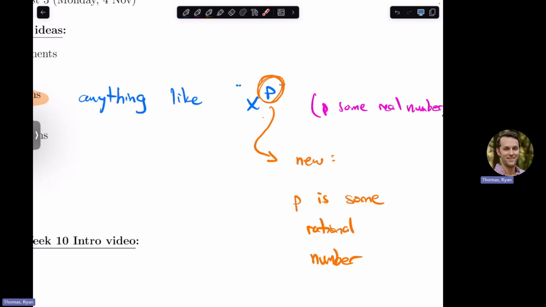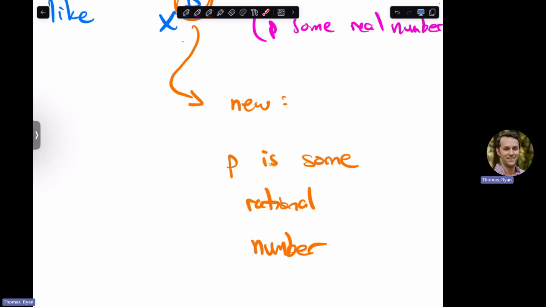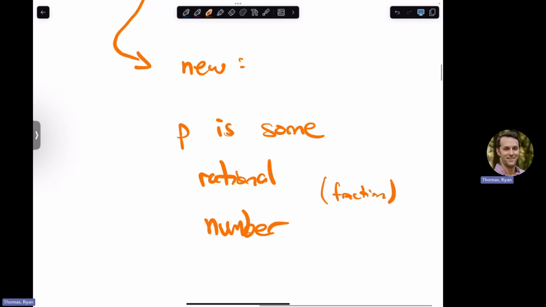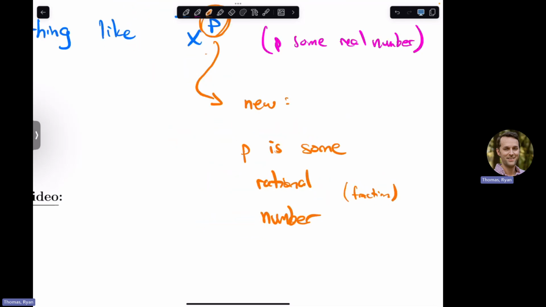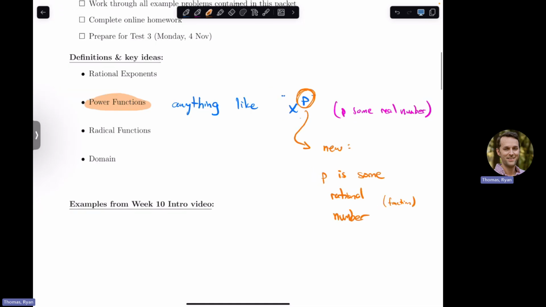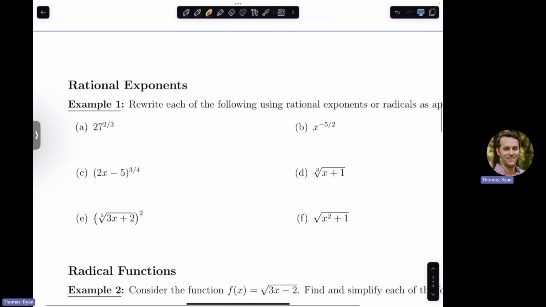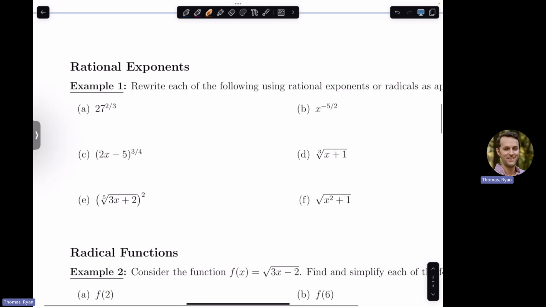Okay, so what's new is when p is some rational number. Rational number we know really means fraction, right? So what we need to be able to deal with then are exponents that are fractions, like these. This was kind of the theme of the intro video for this week.